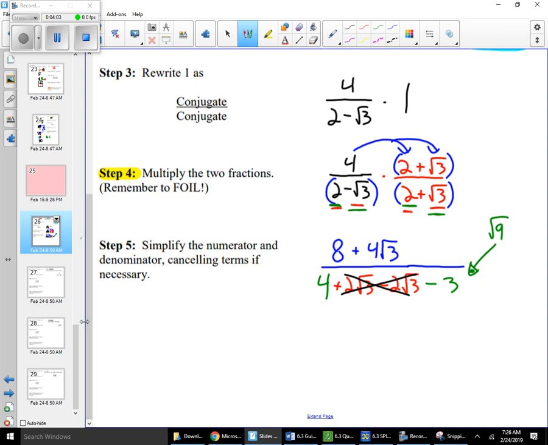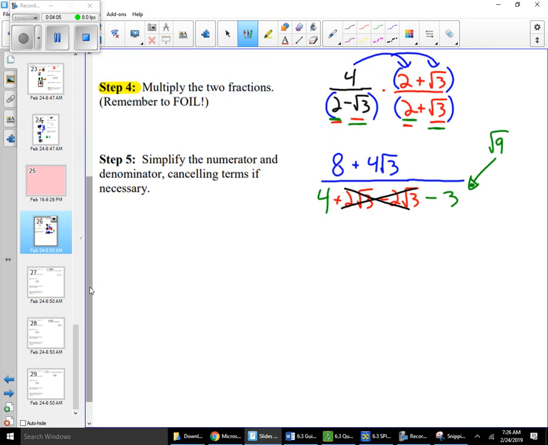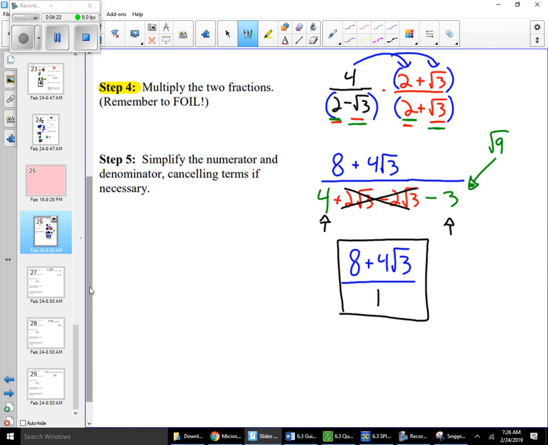So taking a look at what is still here, we have an 8 plus 4 root 3 in the numerator. Cleaning up our denominator, there's a 4 minus 3. Well, 4 minus 3 is just 1. So that is a fully simplified rationalizing of a binomial denominator.